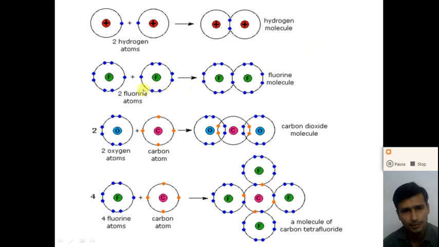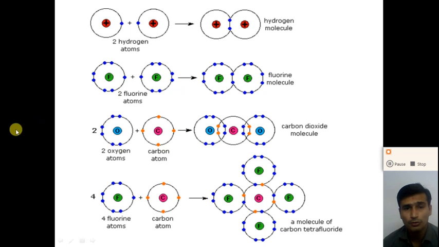Similarly, fluorine, right? Two fluorine atoms. The fluorine atom has 7 electrons in the outermost orbit, right? The atomic number of fluorine is 9. So in the first orbit 2 electrons are there, in the second orbit 7 electrons are there. So in the fluorine outermost orbit 7 electrons are there. It requires one more electron to attain stability, right?